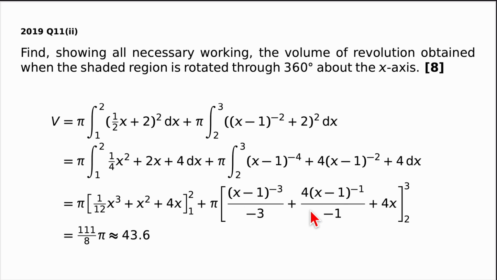If you work through all this, you get an exact answer of 111 over 8, and everything was times by pi. So 111 over 8 times pi, which if you work it out numerically, is approximately 43.6. And that was worth 8 marks.